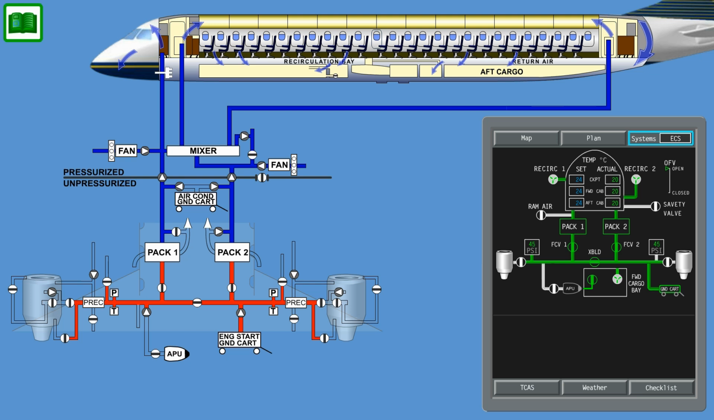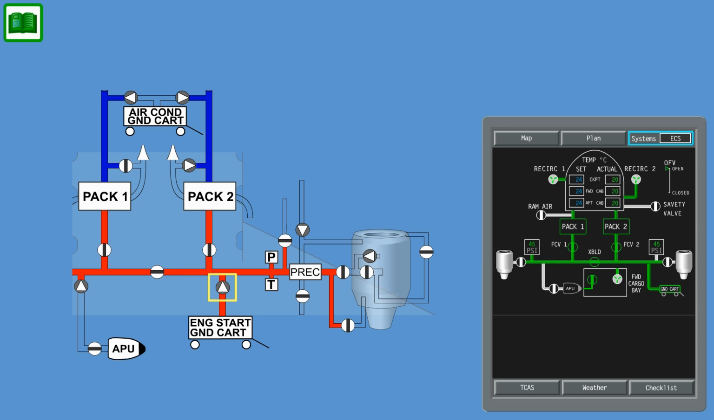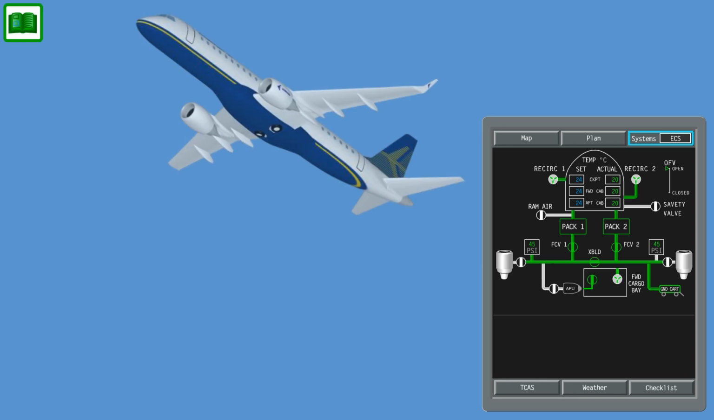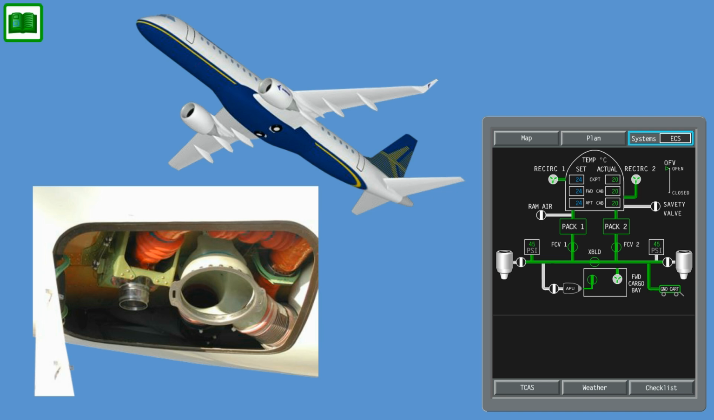To meet ground air supply needs, a dedicated engine start ground cart connection and an air conditioning ground cart connection are installed. The check valves installed at each port prevent air from backflowing. The two ground connection ports are located on the lower section of the fairing area of the airplane.